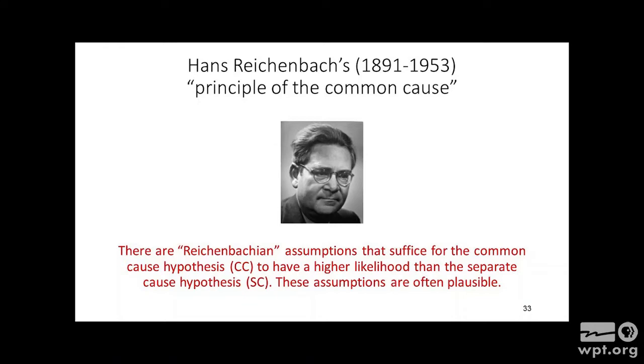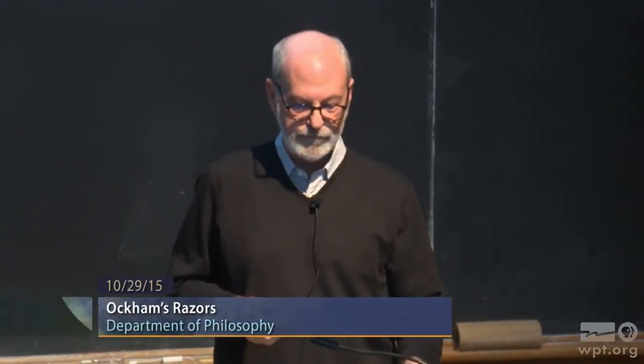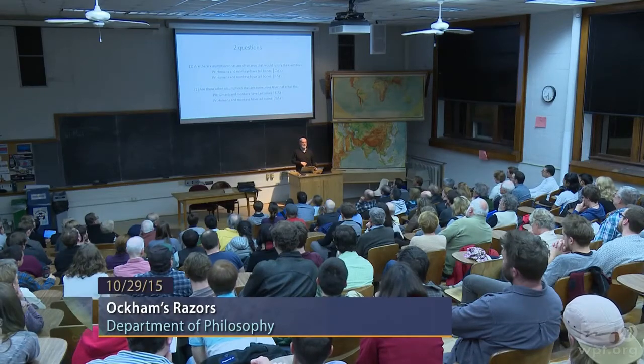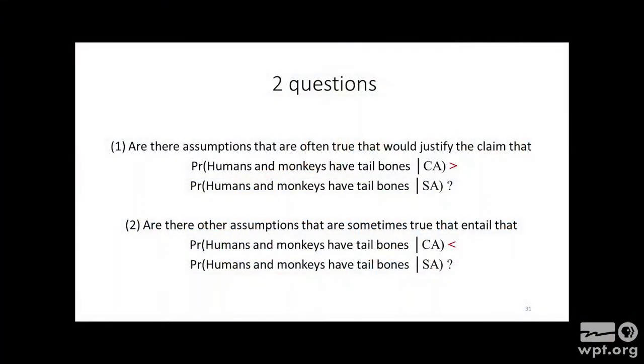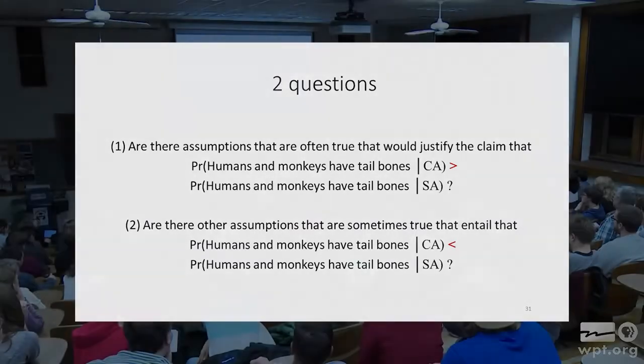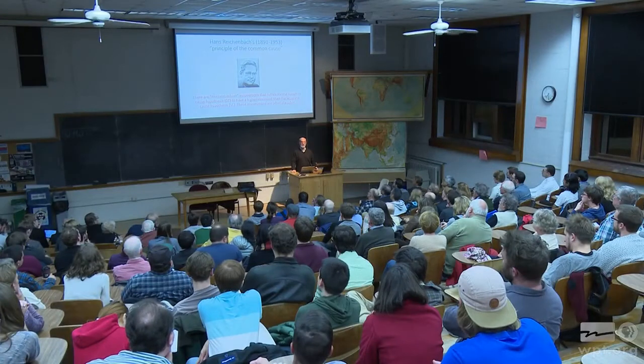But all I want you to get so far is there are these assumptions that seem reasonable to lots of people, in at least a lot of settings, which have the consequence that that top inequality is true. That under those assumptions, the common ancestry hypothesis makes the observed similarity more probable than the separate ancestry hypothesis does. So we've got the common ancestry hypothesis having a higher likelihood in the technical sense of likelihood that we're using. Okay, that's nice, isn't it?